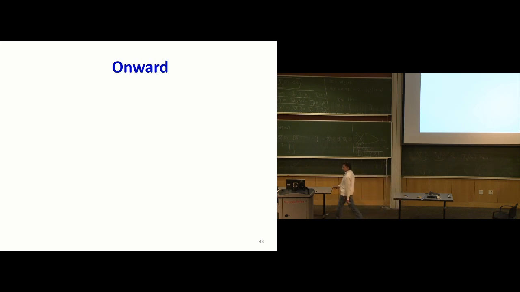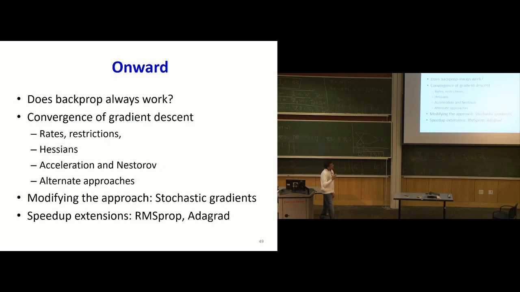Let's look at this business of, does this actually even converge? So first, does backpropagation always work? Does this gradient descent algorithm that we saw, which we're just going to call backprop, give you the correct solution? And then how does it converge? And what are the restrictions? And what alternate approaches do we have? Can we modify the approach to be incremental? And how do you speed up the whole algorithm to get you the answer faster? That's what we're going to look at in the next couple of lectures.